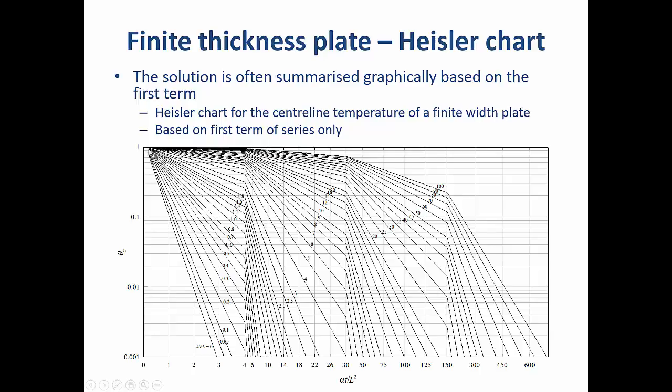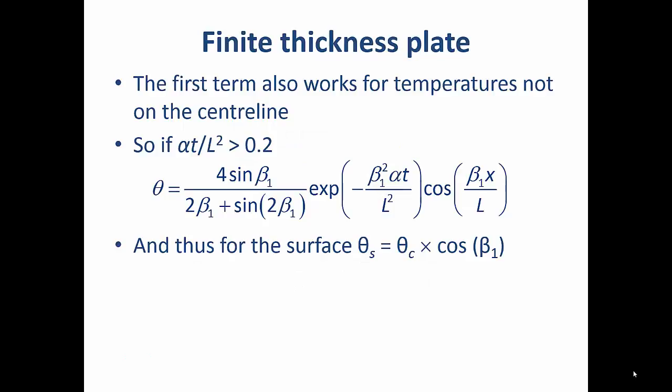You'll notice that the graph stops at the left hand end at the point that alpha T over L squared equals 0.2. In other words, additional terms would have been required to get extra accuracy here, although in fact you'll see that in terms of this graph all the lines would have been so bunched together you wouldn't have been able to read them.